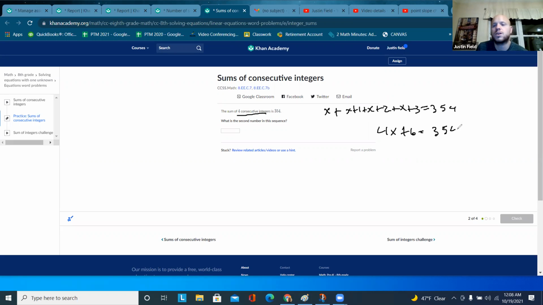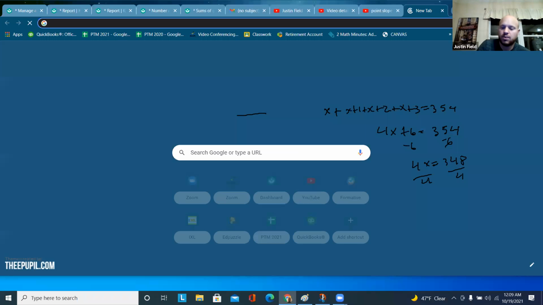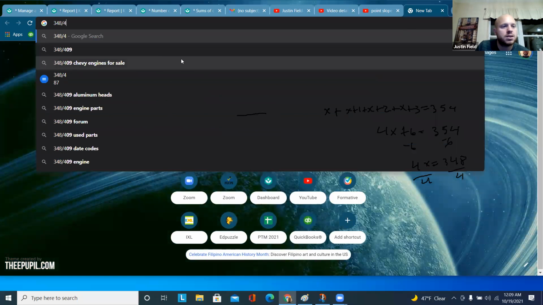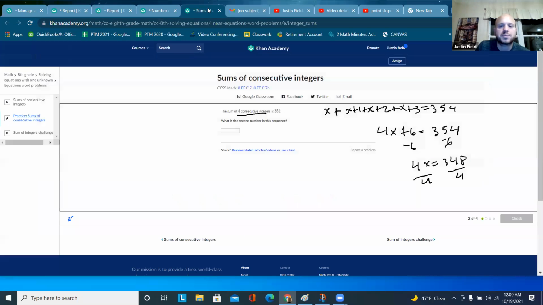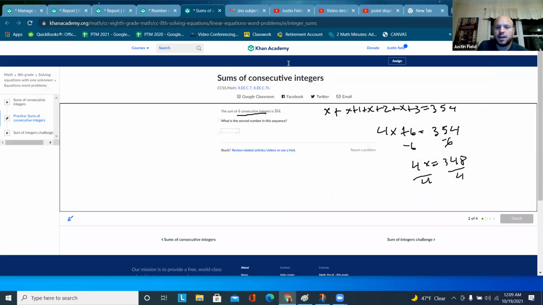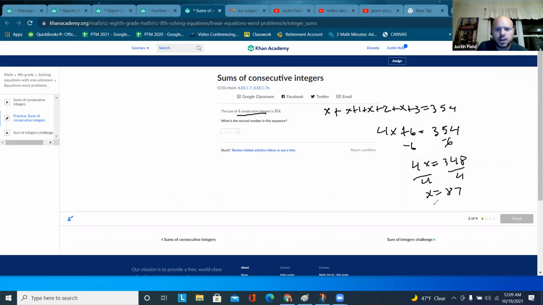It's 354. Subtract 6. I did the old-fashioned way there. It's 348. It's too late in the day for that, or early in the day. 348 divided by 4 is 87. So x is 87. So the 4 numbers are 87, 88, 89, and 90. Those are the 4 consecutive numbers.